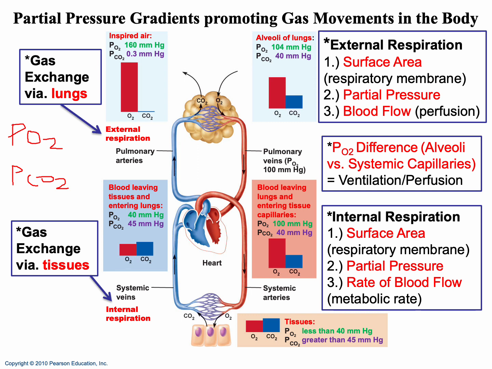All right, so we first look at what these levels are for our gases, oxygen and CO2, when you're taking that deep breath. So the idea of inspired air. When you take that inhalation, that deep breath, your partial pressure of oxygen will be a lot higher. In this case, we're seeing a level of 160 millimeters of mercury, and then CO2 is significantly lower at 0.3, which makes sense.